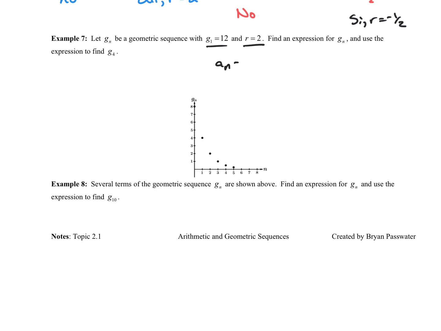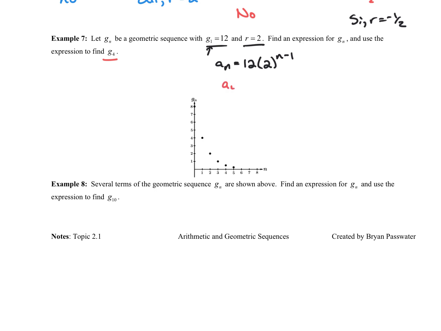So a sub n would equal what? Where do I start out at? 12, and then my ratio of 2, and then n minus what? What term is this? G sub 1. All right, so my a sub n is equal to 12 times 2 to the n minus 1 there. All right, and so now what do we need to do? We need to find g of 4.